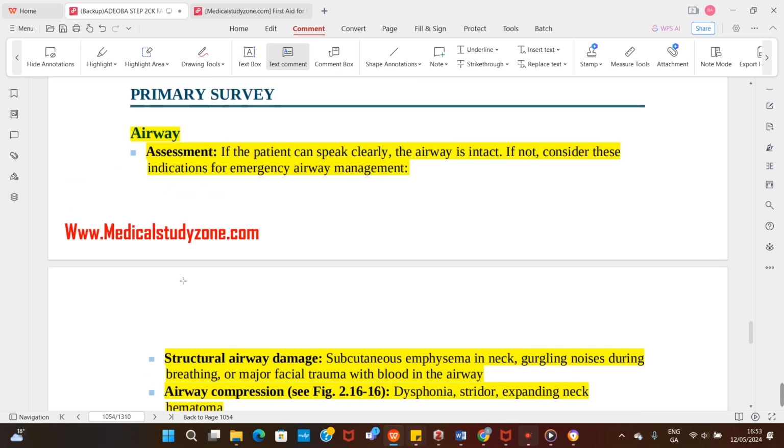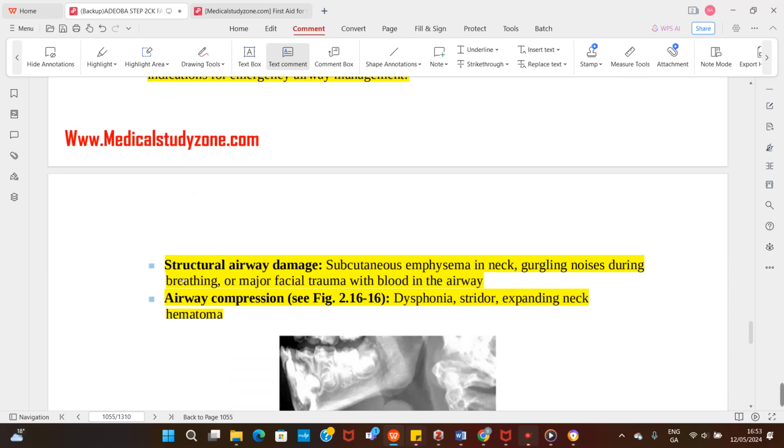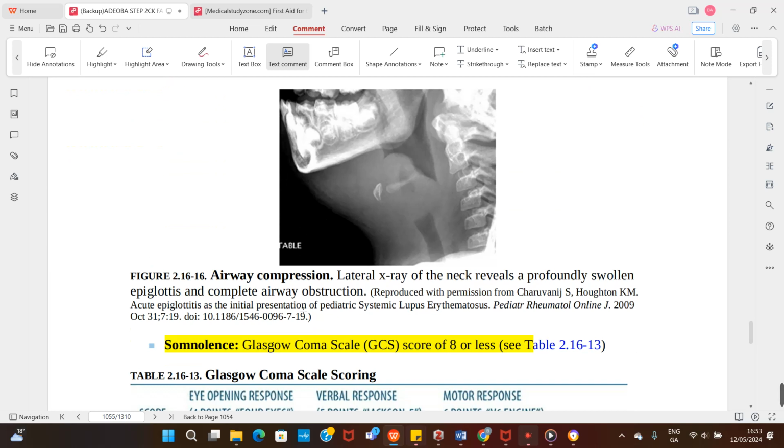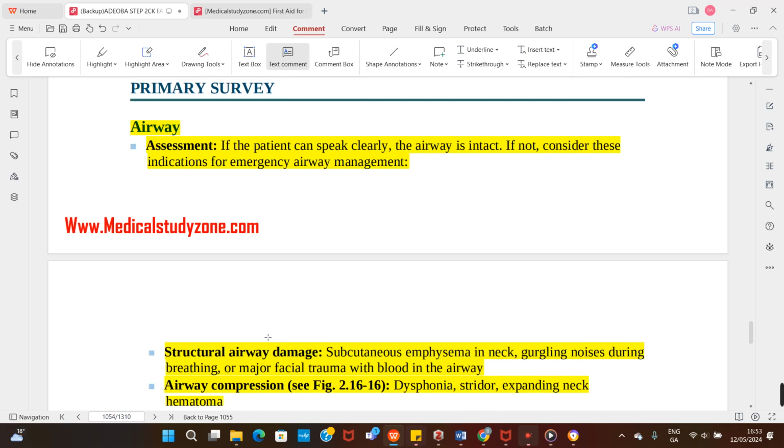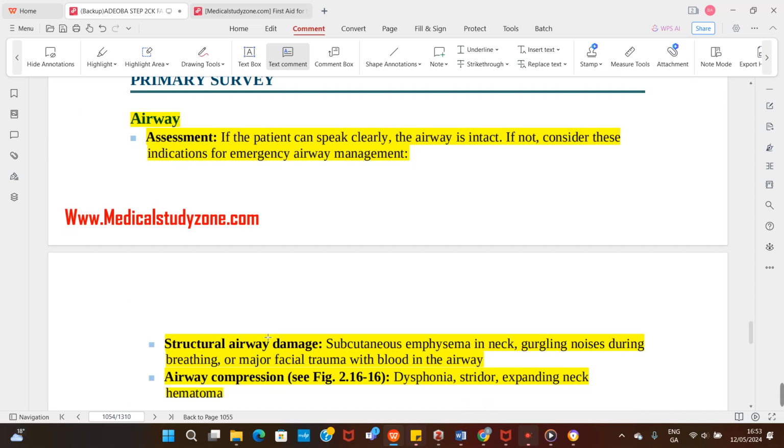So, four things will run through our mind. The first one is structural airway damage. The second is airway compression. The third one is somnolence from a low GCS score. And the last is when the patient has a thermal or inhalational injury. Any of these four can cause a compromise of the airway. So, think about it. Either the airway is damaged, the airway is compressed, or the person has a problem maintaining patency of the airway, they have no control over it because they are now somnolent, like with a low GCS score. Then the fourth is inhalational or thermal injury.